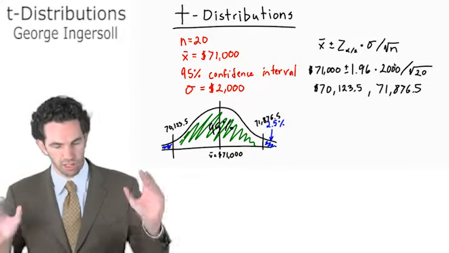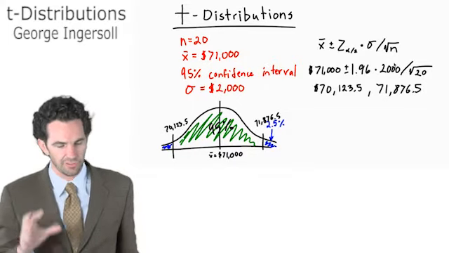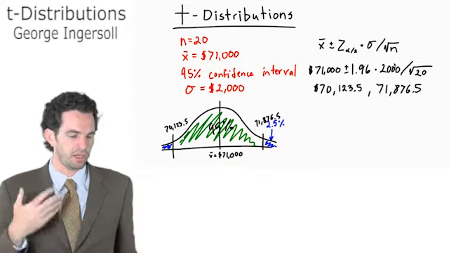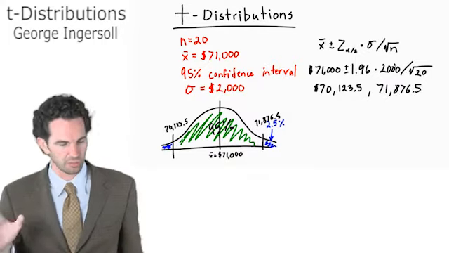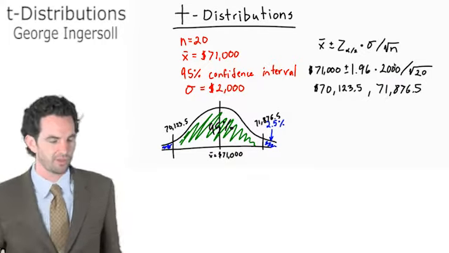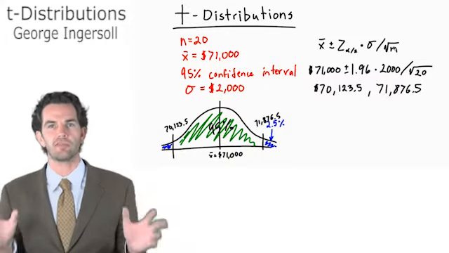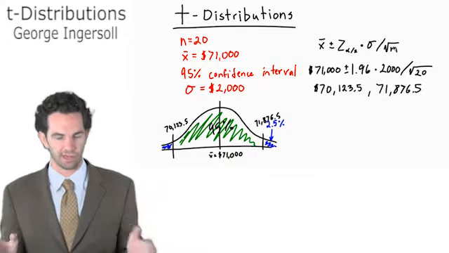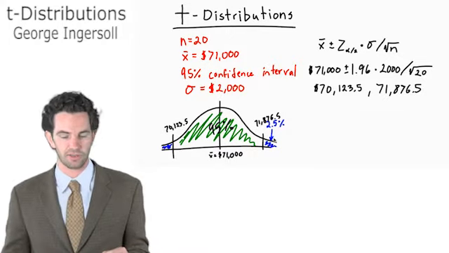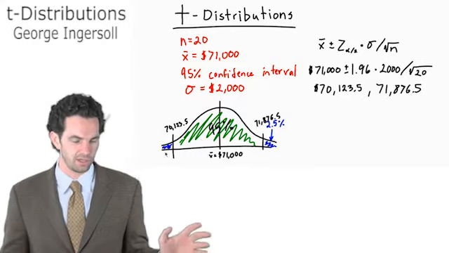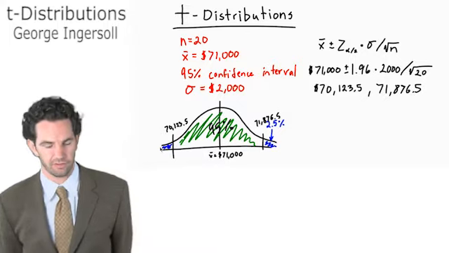So we can say, based on our sample, we expect that the average household income for the entire population of households in the city is somewhere between 70,123.5 and 71,876.5, and we're 95% confident that that is the correct range. In other words, there's a 2.5% chance it's higher than 71,876.5, and a 2.5% chance it's lower than 70,123.5.